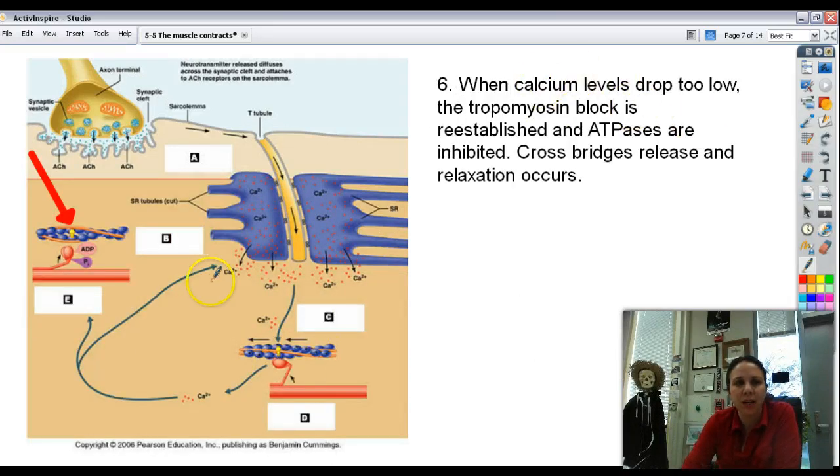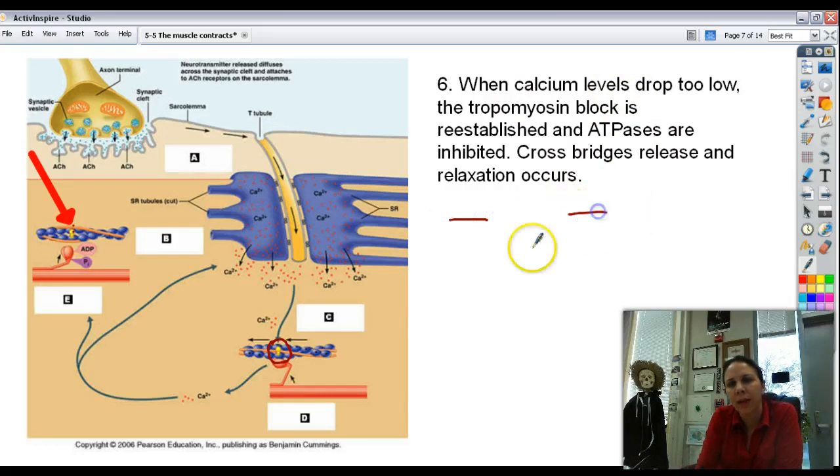All right, last step. When the calcium levels in the cytoplasm, sarcoplasm, are too low, the tropomyosin block is reestablished. So the chaperone says, oh, okay, I'm done. I don't have my bribe anymore, so I'm going to get back to my job, which is blocking the myosin. So you can see right here that the tropomyosin and the troponin have gotten back in their original positions, which means poor sad little myosin now has to let go of the actin, and the cross bridge is released, and that causes the actin to go back to its normal state.